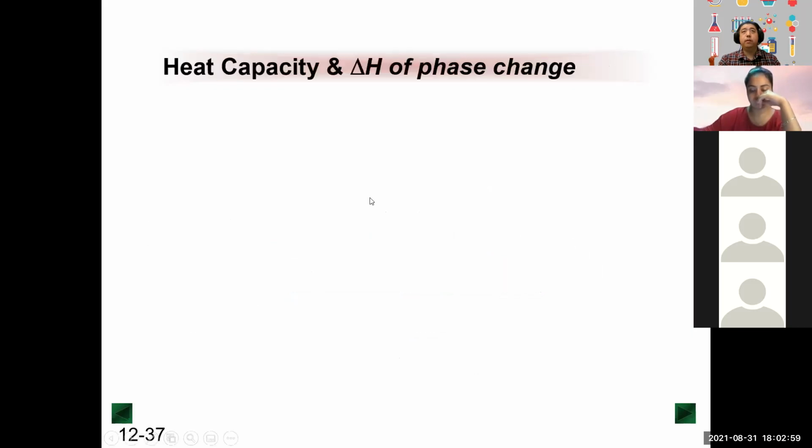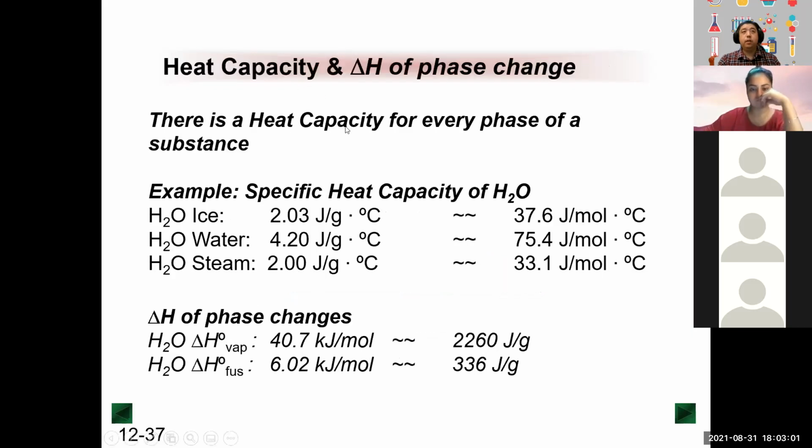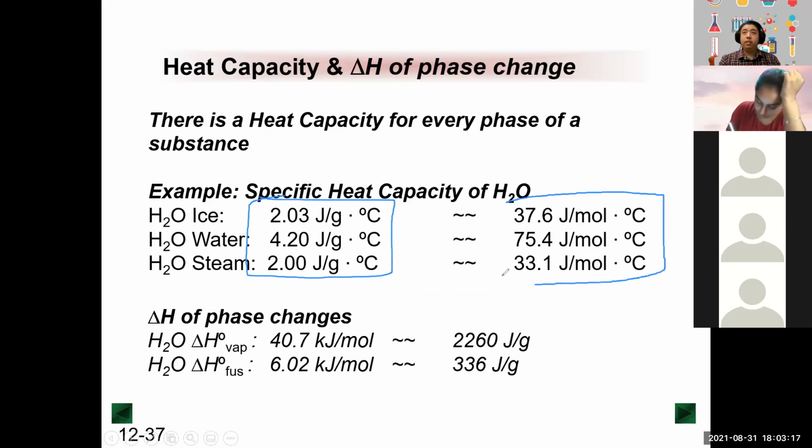Okay. So let's talk about heat capacity. We're going to use water as an example here. I have ice, water, and steam. These are the three different phases: solid, liquid, and gas. These numbers are constants, already determined. So you will want to copy these down. I converted these into joules per mole for you as well, so you can copy that down if you choose to use that format instead. Generally speaking, you will usually be working with joules per gram.